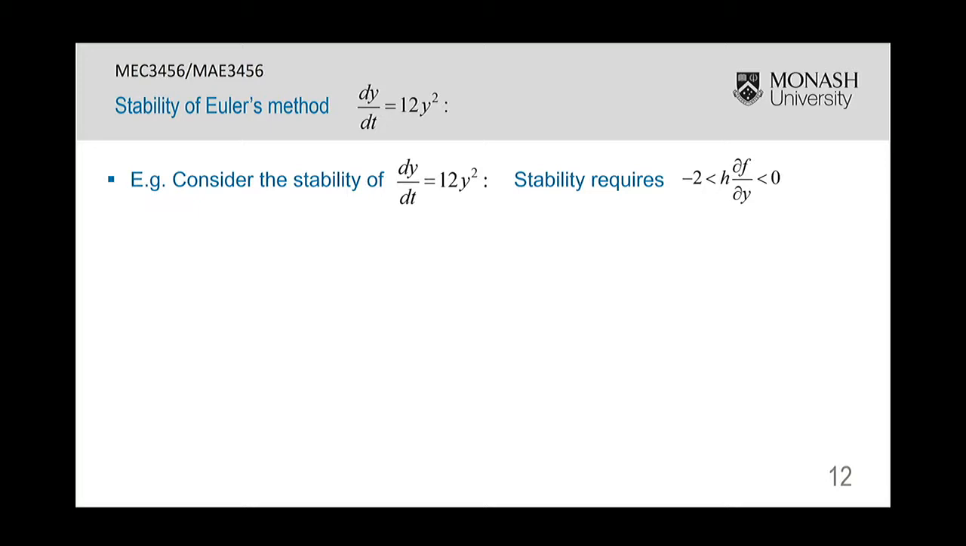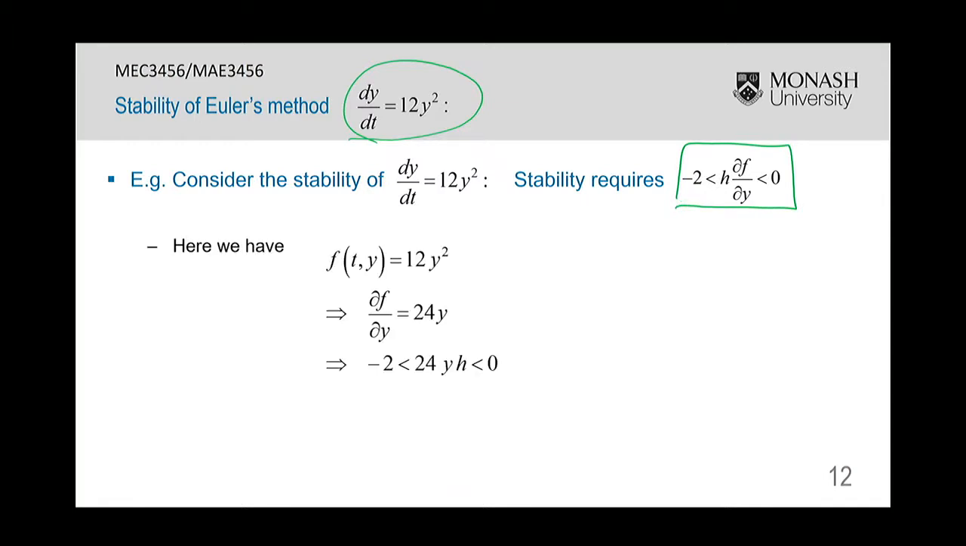So, let's consider a concrete example. Let's consider the case of dy/dt is equal to 12y squared. Stability, as we've just derived it, using Euler's method, requires that minus 2 is less than h df/dy is less than 0. So, if f(t, y) is equal to 12y squared, df/dy is equal to 24y, and this condition becomes minus 2 is less than 24yh is less than 0.